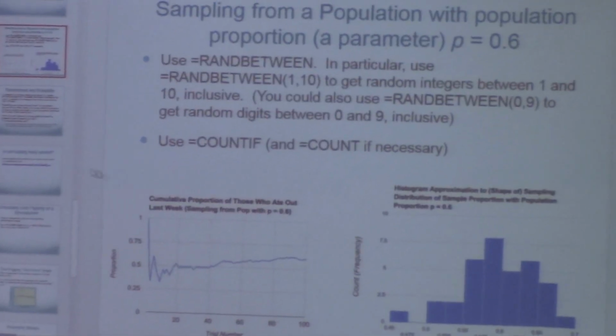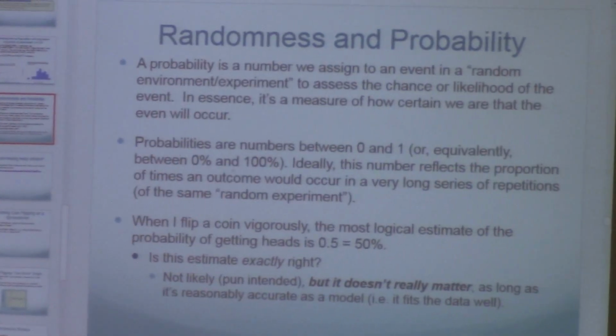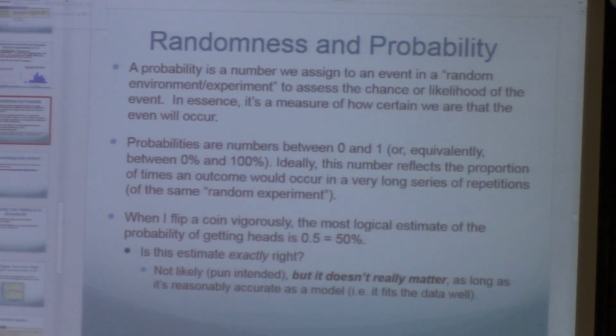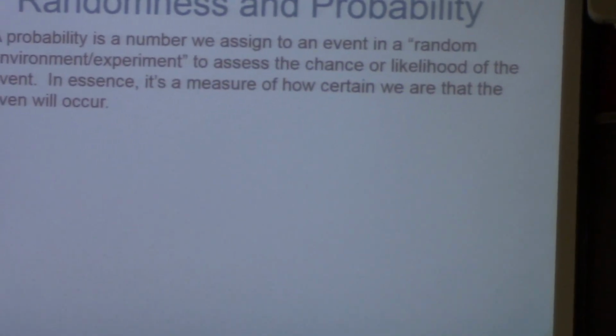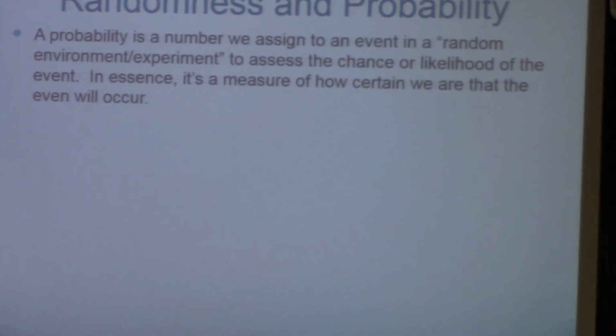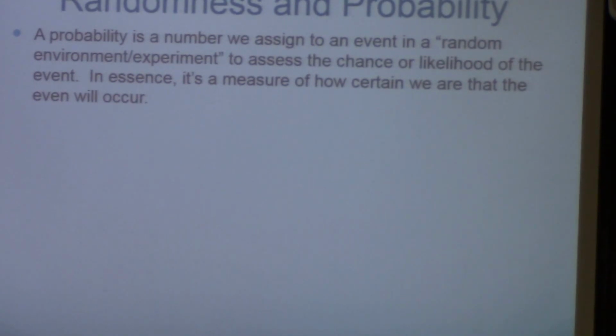All right, in our remaining time, we're going to talk about probability and how it's related to, for example, coin flipping and other things. What is a probability? A probability is a number we assign to an event in a random environment or in a random experiment to assess the chance or likelihood of the event. In essence, it's a measure of how certain we are that an event will occur.